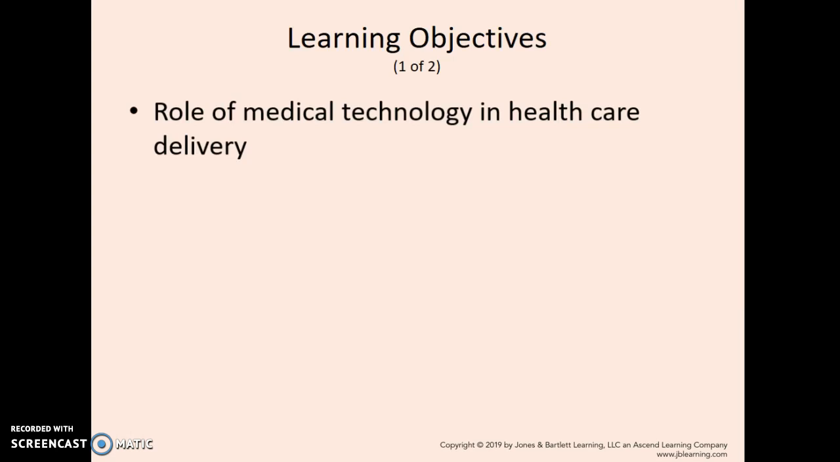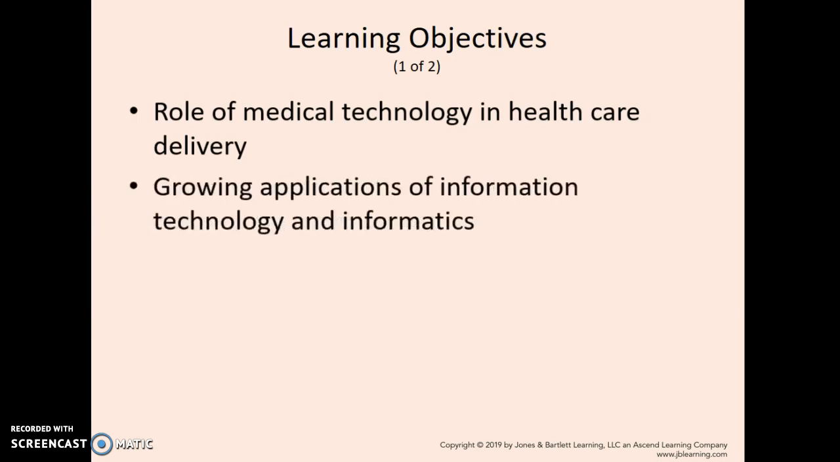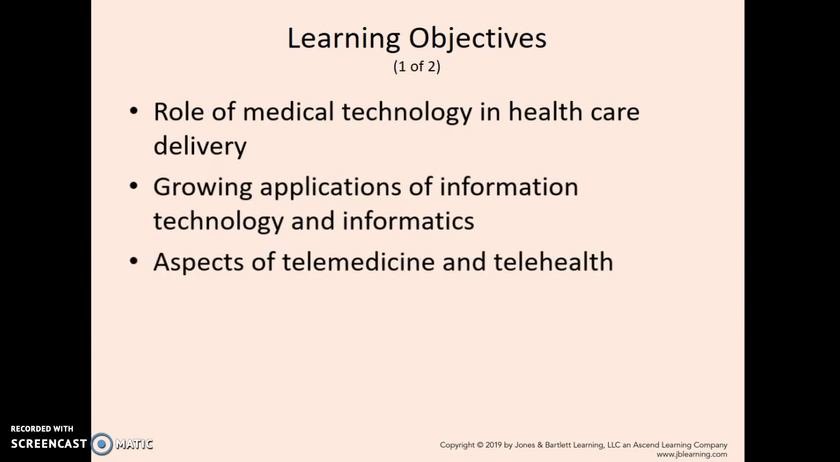Your textbook has a great chart on page 178, and it talks extensively about the different types of technologies and what they do. Growing application of information technology and informatics. This sometimes freaks people out based off of the sharing of information, but also how it's used for a variety of different reasons. The aspect of telemedicine and telehealth. This is something that is really useful when we talk about across the nation or even internationally.